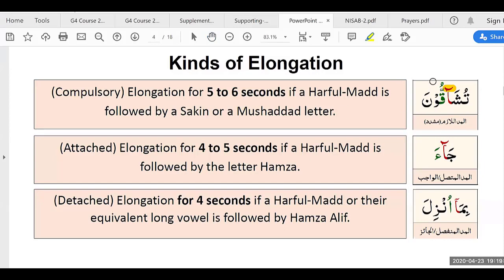And for this type of situation, this is known as Al-Maddul Lazim Mushaddad, because there is also Al-Maddul Lazim Sakin. So Al-Maddul Lazim simply means compulsory elongation. It should be prolonged for 5 to 6 seconds if a harful mad, in this case it's alif, is followed by a sakin or a mushaddad letter. In this case, it's a mushaddad letter. So I'm going to read this word, and I would like to request all the students to repeat after me.